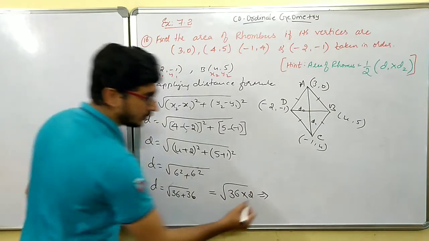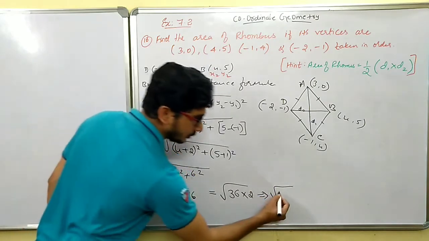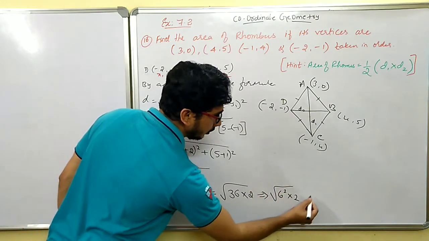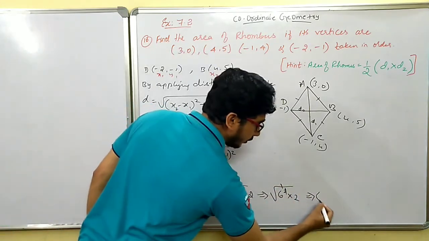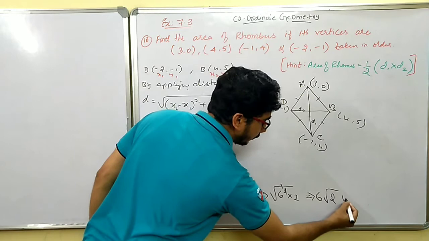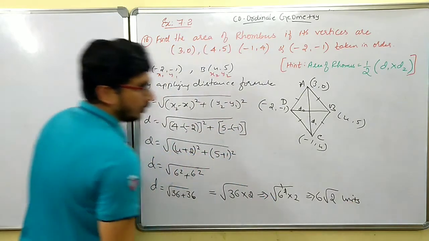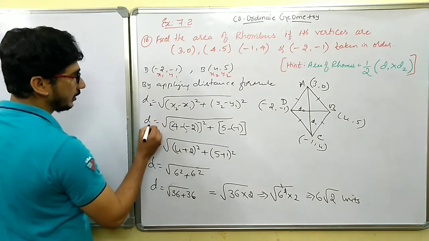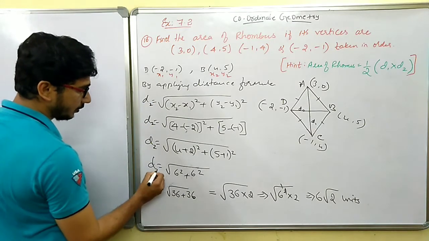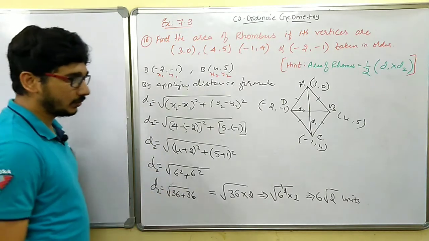So what will happen? 36 means 6 6s are 36. No, 6 square, right? 6 square into 2. What will happen? This one and this one will get cancelled. 6 will come out. Okay. So 6 root 2 units. So this is the distance of the diagonal, that is the distance of the second diagonal. So that we'll get to know.